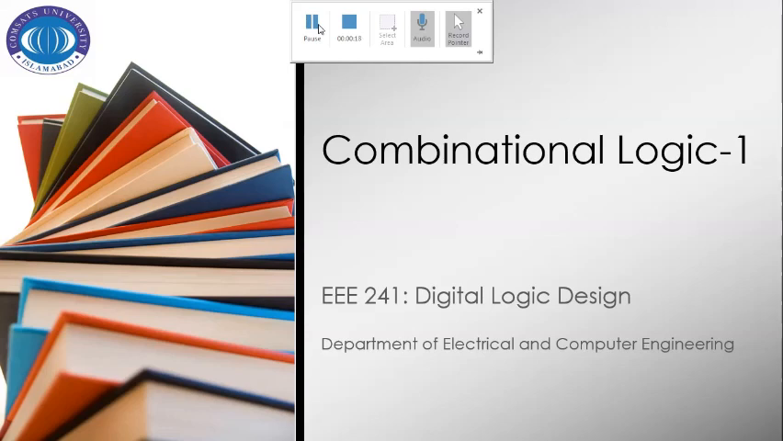This session will be our first session regarding combinational logic, and we will be learning some basic concepts regarding the design and implementation of combinational logic circuits. So before formally starting our session, let us first review what we have studied so far in our regular sessions.